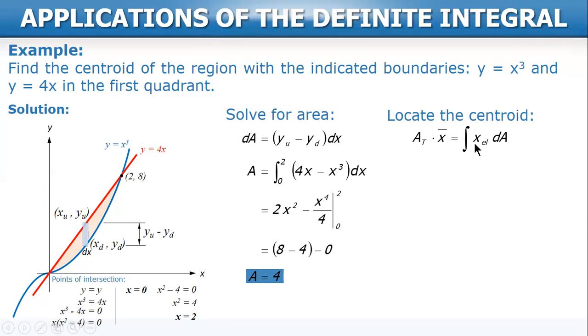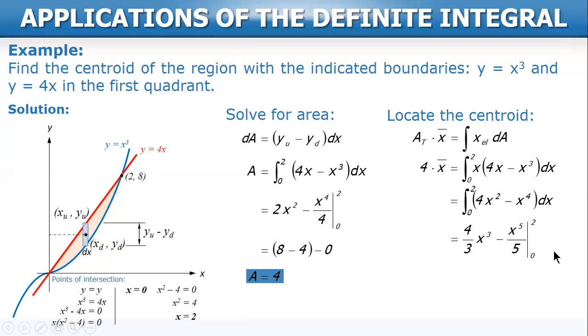Now x sub L, again, we are considering a vertical strip. From what I have discussed earlier, for a vertical strip, x sub L is simply equal to x. So we replace this by x, and dA replaced by y up minus y down, which is 4x minus x cubed. Our total area is 4. You distribute x, and then using power rule, this is the result, and then you evaluate from lower to upper limit.